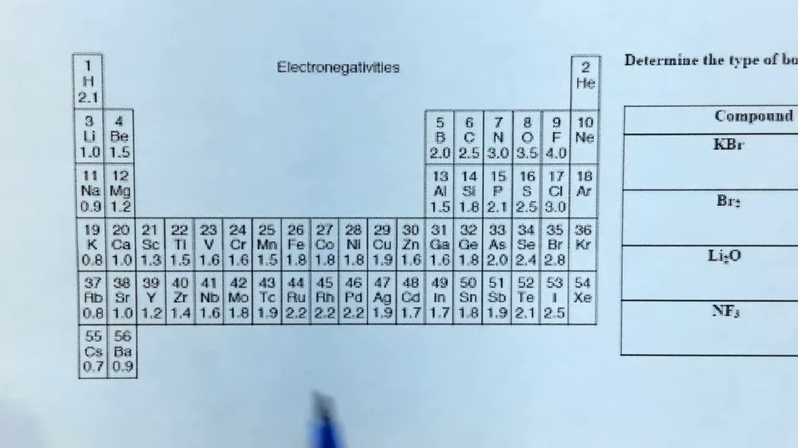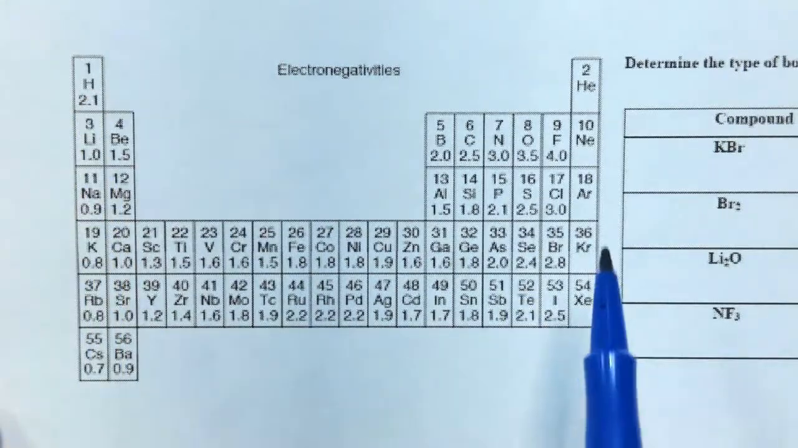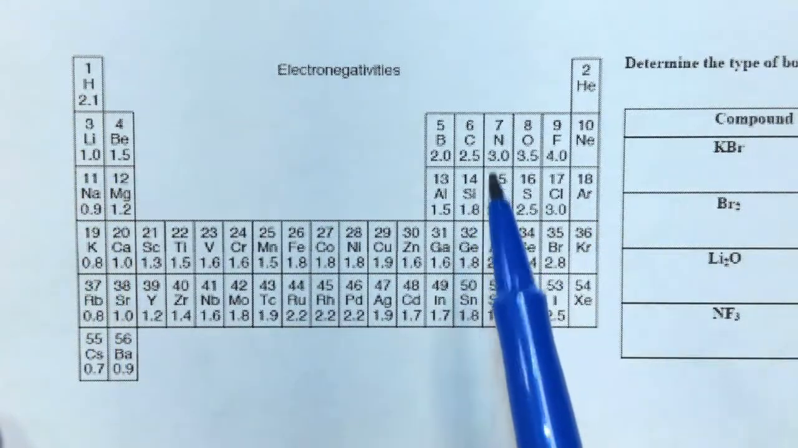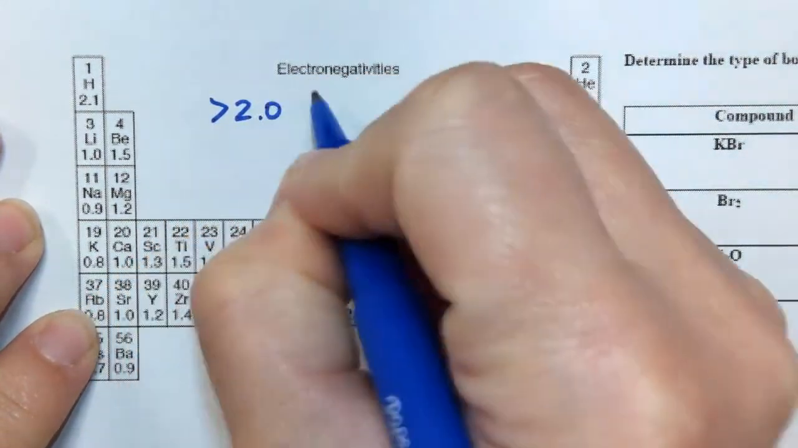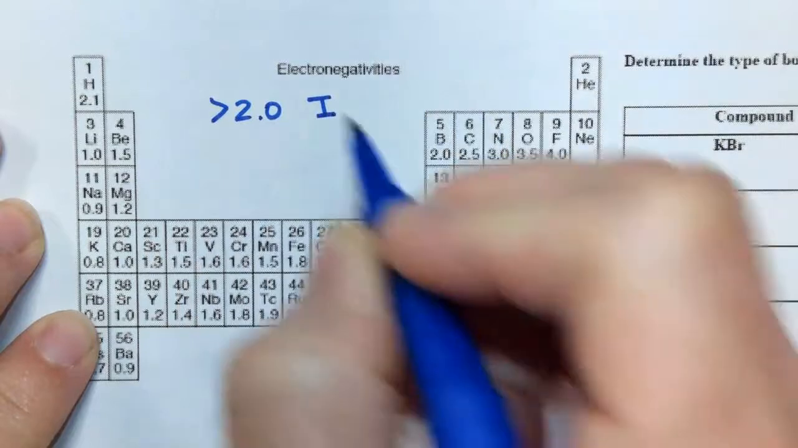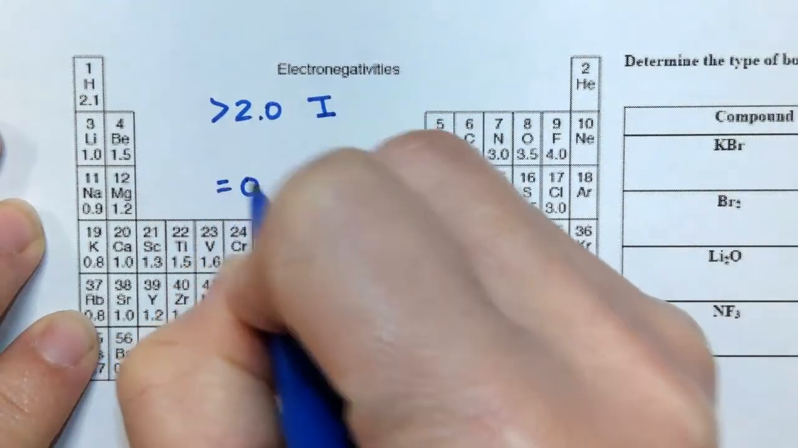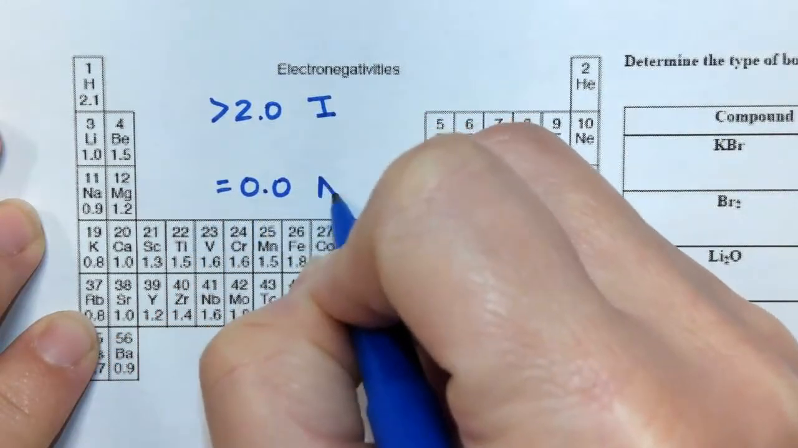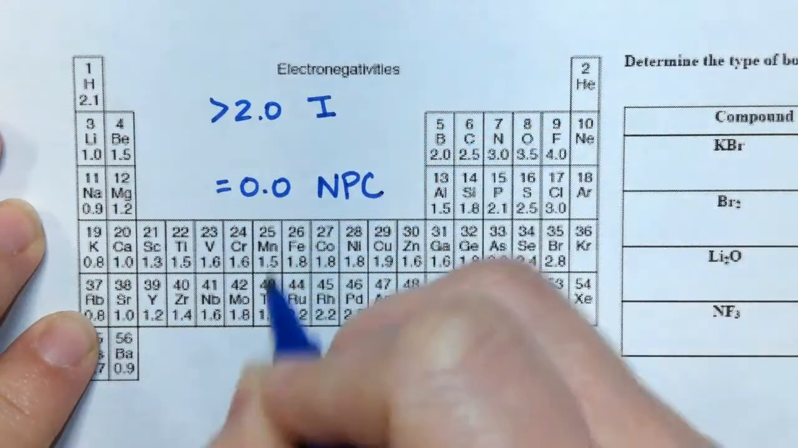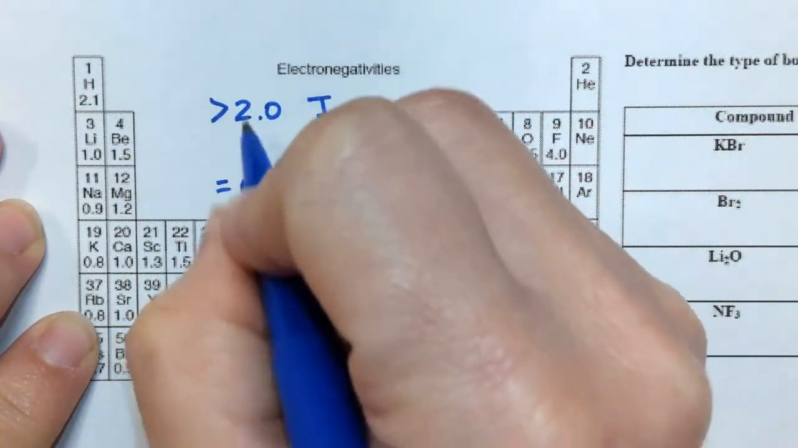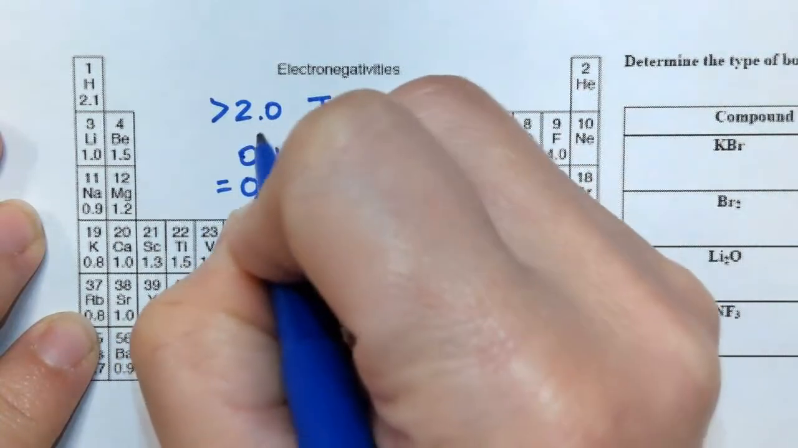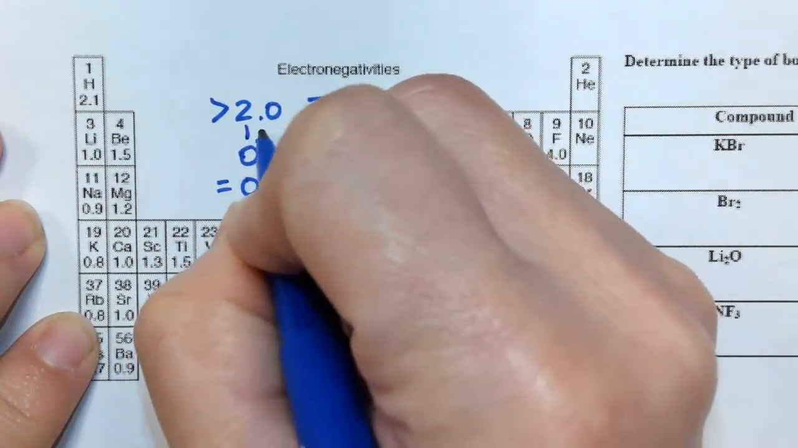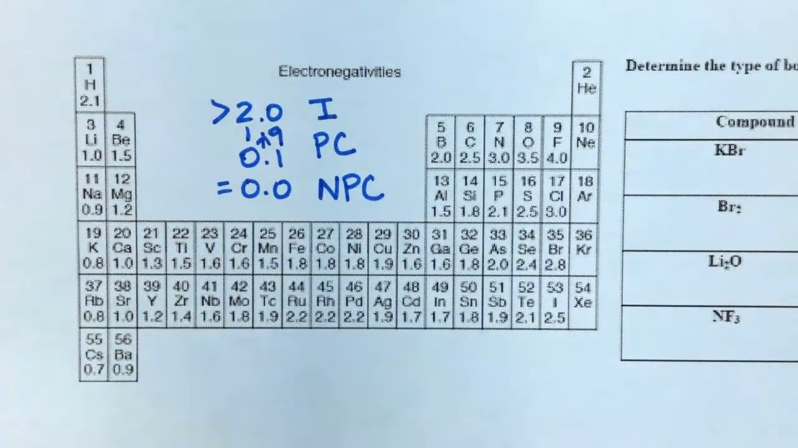You're going to need two things: a table with electronegativity values and the scale. Anything greater than 2.0 is going to be ionic. Anything that equals 0.0 is going to be nonpolar covalent. And that means that anything in between is going to be polar covalent. So 0.1 up to 1.9 is going to be polar covalent.